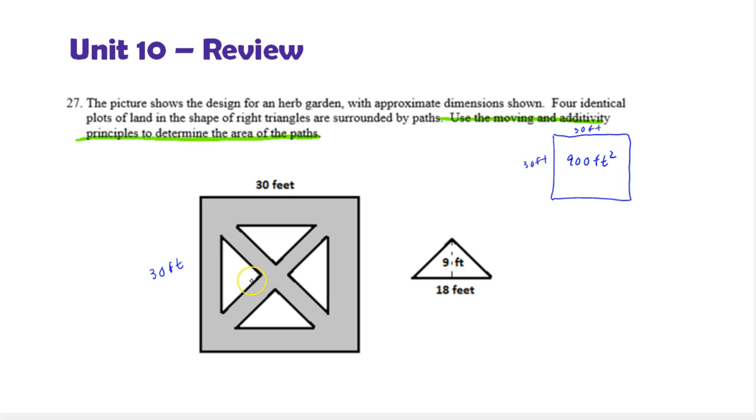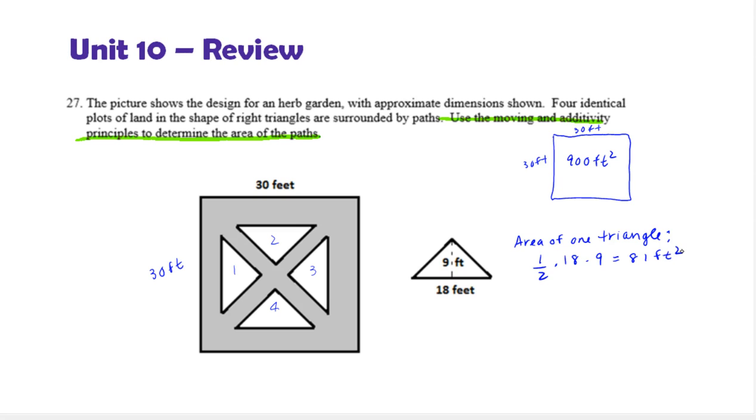Okay. Now, what we're missing here are these 4 triangles. That's not part of the walking path. That's where the herbs are planted, and we don't want to step on those. So we want to take out these 4 areas. Well, here's a triangle that equals one of them. So let's put area of one triangle is going to be 1/2 the base of 18 times the height of 9. Okay. And this will be 9 times 9, which is 81 square feet.